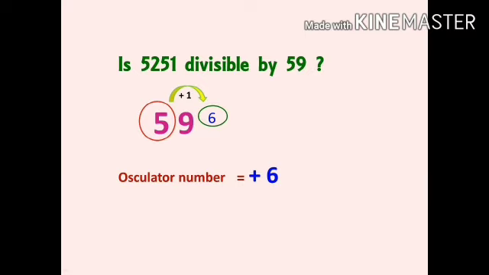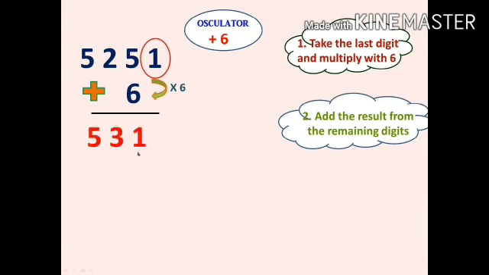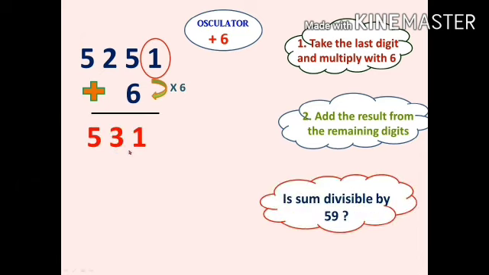Just remember this always. Once we get the oscillator number, we shall start the process. First take a note of the oscillator number. So the first step is to multiply 1, that is the last digit, with 6. So if you multiply we will get 6. Next step, we have to add 525 with 6 since it's a positive oscillator. So next we have to check whether 531 is divisible by 59.